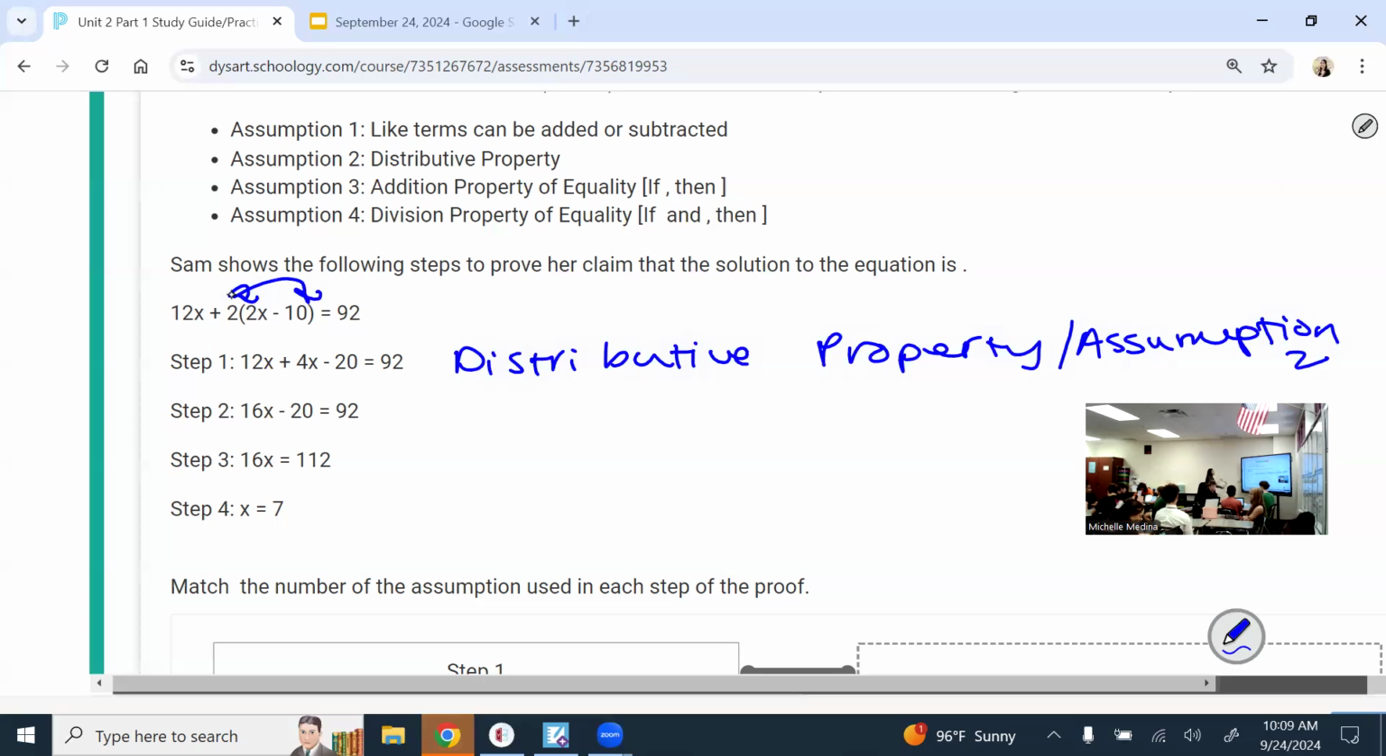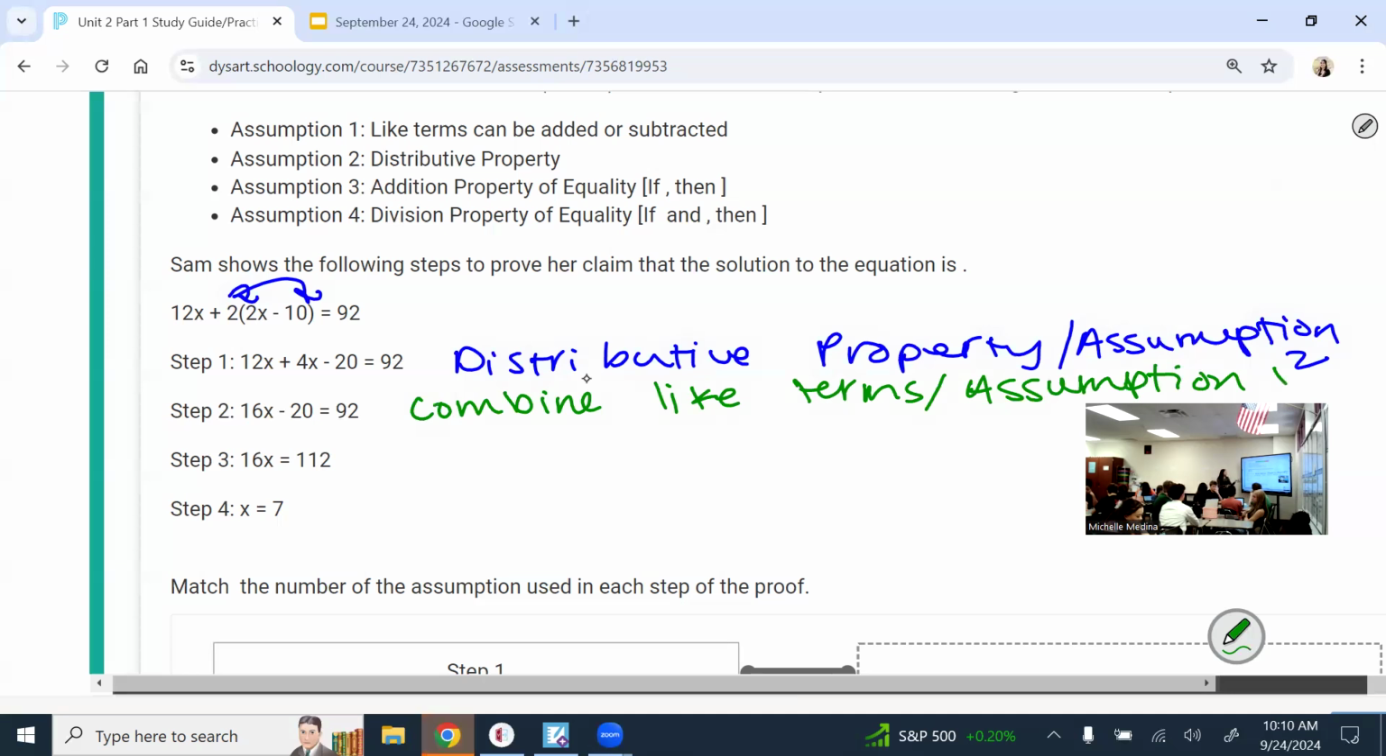Now see what's happening when we go from step 1 to step 2. What changed? It became from 12x plus 4x to 16x. What's that called when they do that? Combine like terms. So that is which assumption that's listed? Assumption 1. So the like terms can be added goes with assumption 1.